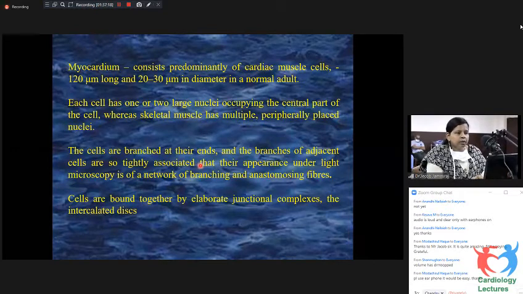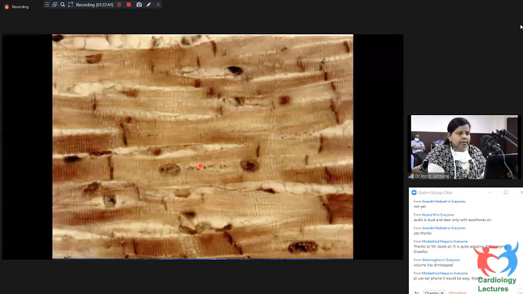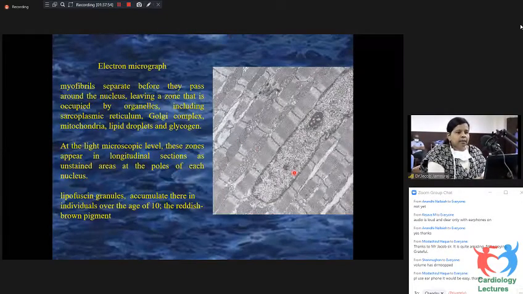So this is a light microscopic view of the pericardium. It is lined by mesothelial cells on the surface. This is a fibrous tissue and this is the adipose tissue. So this is a visceral pericardium, the layer of mesothelial cells beneath which there is adipocytes with nerve bundles and blood vessels.